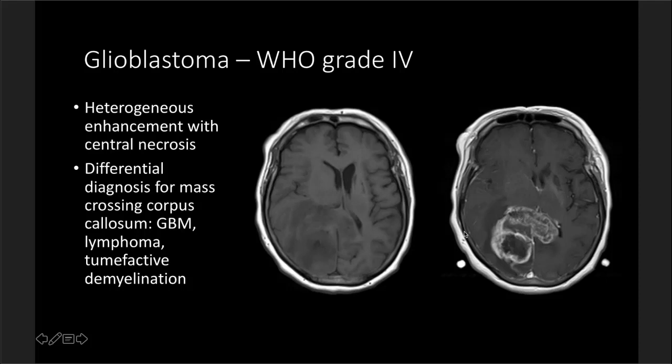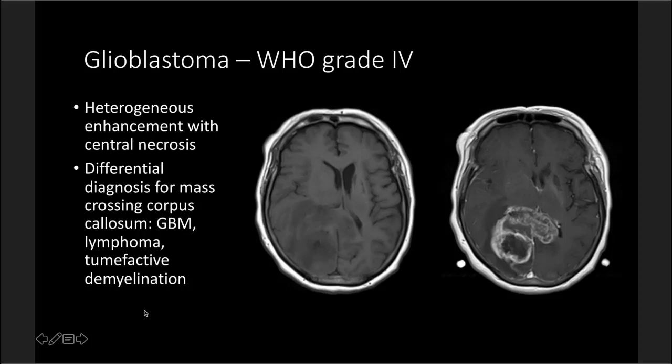The other things that can potentially cross the corpus callosum are lymphoma and then rarely tumefactive demyelination. So sometimes we can have a demyelinating lesion that's very large and looks like a tumor, and those can cross the corpus callosum, but they're rare. The main differential is glioblastoma and lymphoma. Those would be the most common things.